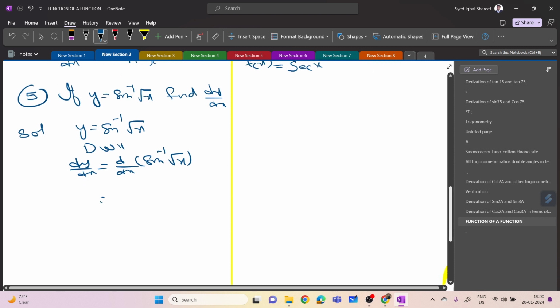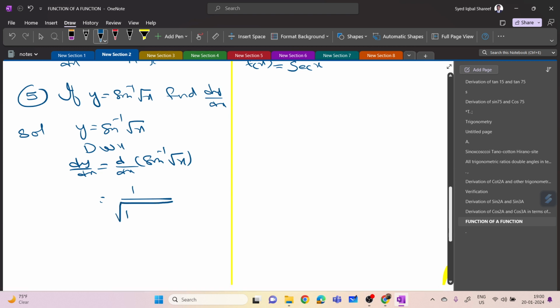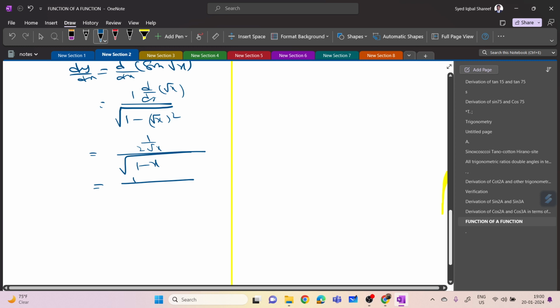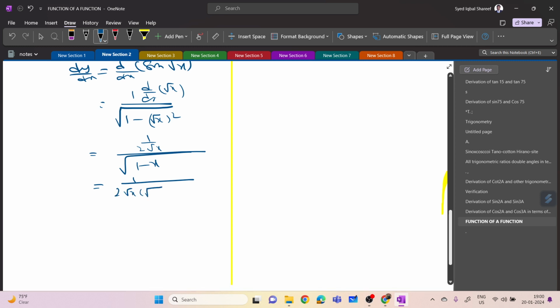Derivative of sine inverse x is 1 by square root of 1 minus x square. Your x is root x, so function of a function into derivative of root x. Derivative of root x is 1 by 2 root x. This is root of 1 minus x. Or we can write this as 2 root x into root of 1 minus x.